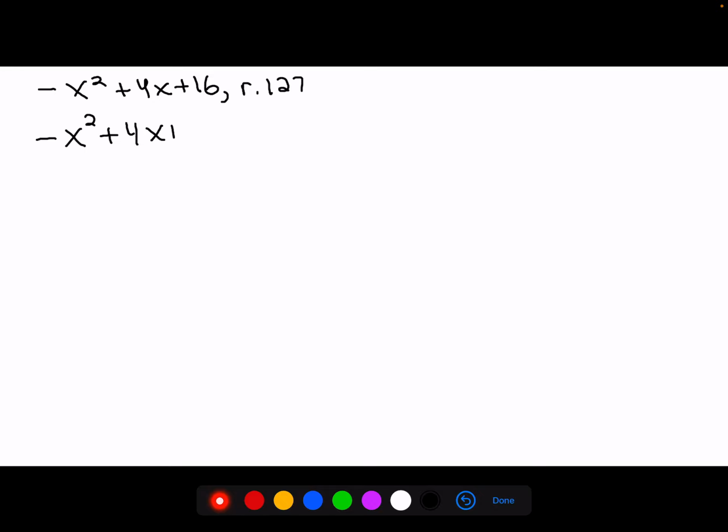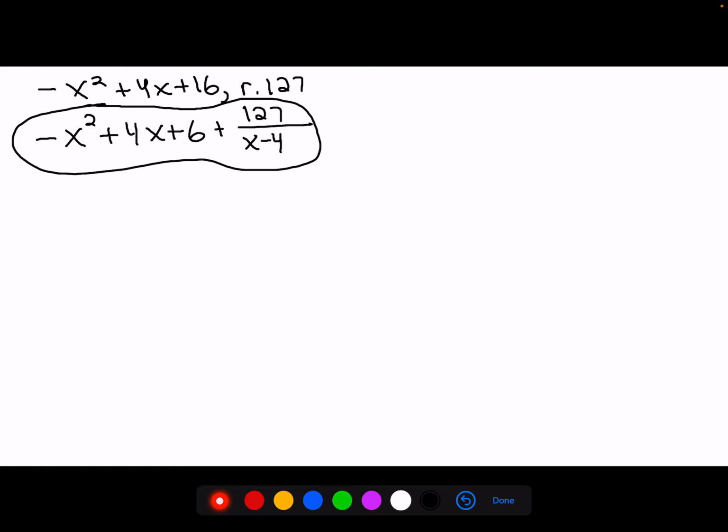Now, instead of writing negative x squared plus 4x plus 16, remainder 127, you can write negative x squared plus 4x plus 16 plus, and then you put the 127 over your divisor, x minus 4. And that is another way to write your answer. That's probably the one you're going to see more often. Interesting, huh?